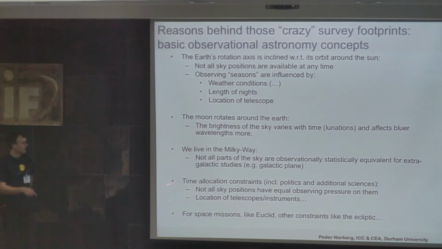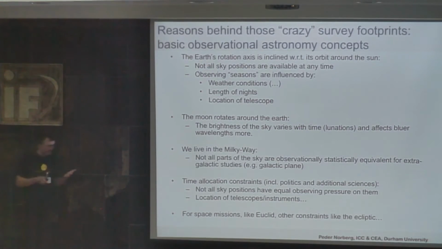Time allocation constraints, and this is where the politics comes into the natural sciences. First of all, not all sky positions have equal observing pressure on them, so you can't get anywhere in the sky equally often, and so on. Location of telescope and instruments, but also it would be good that we also did this. Okay, we're forced to do this now because they tell us to do it. So there are combinations of mergers and so on. So there are lots of interesting things.